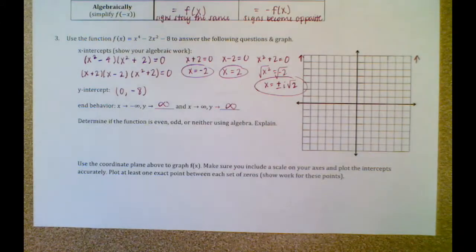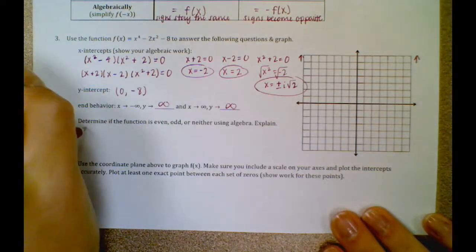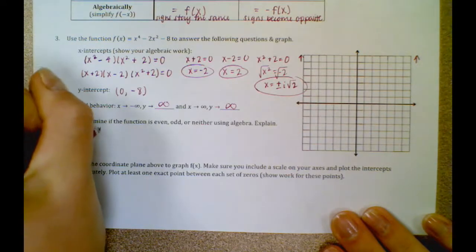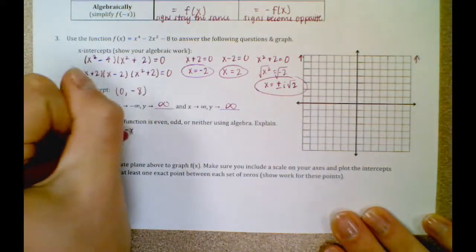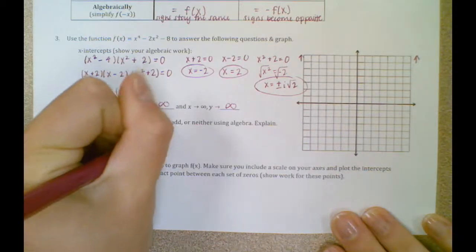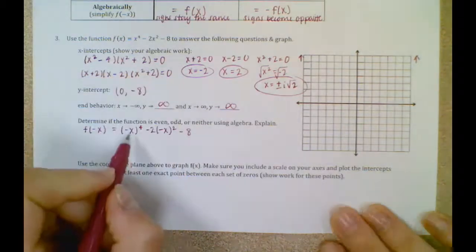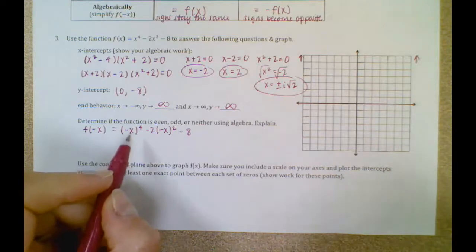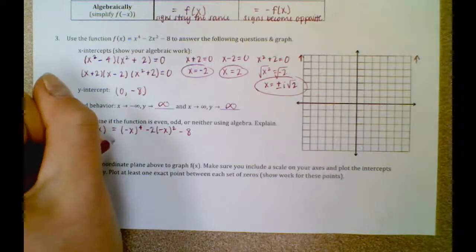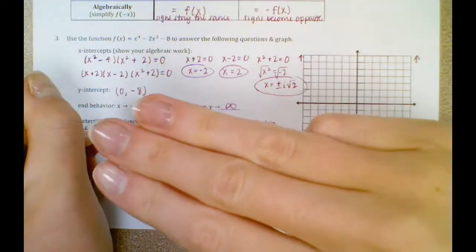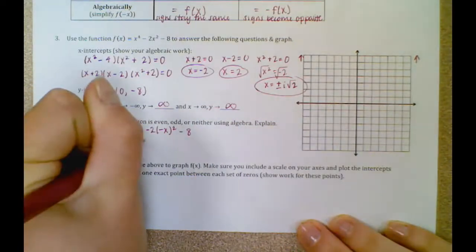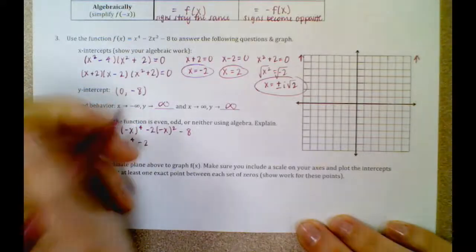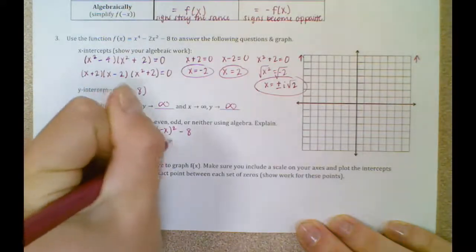Now it says determine if the function's even, odd, or neither using algebra. So this is when we're going to simplify f of negative x. Okay, so anywhere I see an x in this, I'm going to plug in a negative x. Make sure you guys are using your parentheses when you plug in stuff, right? All right, if I take a negative number, multiply it by itself 4 times, it becomes positive. Negative times a negative is positive, times a negative makes it negative, times another negative makes it positive again. So this becomes x to the 4th. Minus 2, 2 negatives make a positive, so positive x squared minus 8.